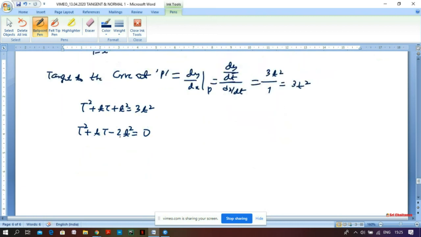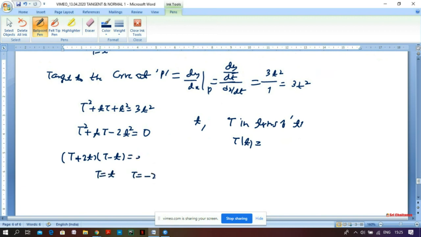So now, given t, I want to find capital T in terms of small t. That is, T as a function of t. I could of course have put t equal to something, say 2, but I want to prolong it and postpone that to the last step. Here again this will factor, so you will get (T plus 2t) times (T minus t) equals 0. So you will get T equal to t, or T equal to negative 2t.